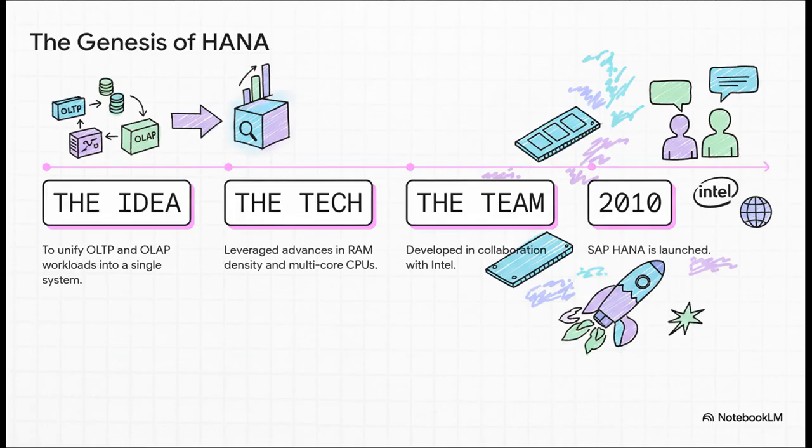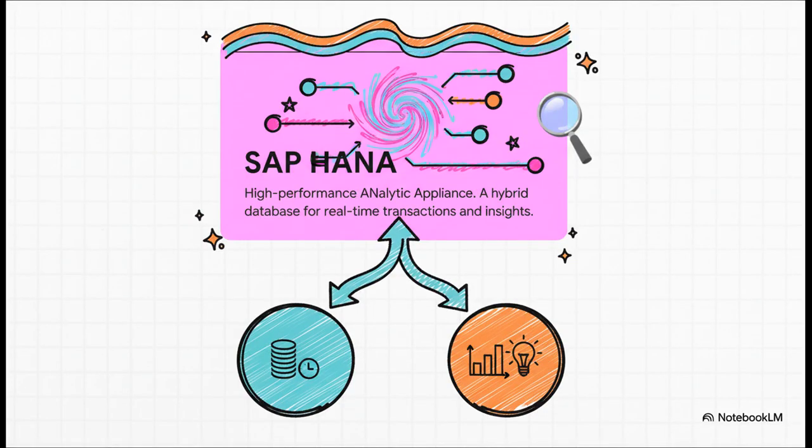Now, this just wasn't possible before, but technology had finally caught up. The huge jumps in RAM density and the raw power of multi-core CPUs all came together to create the perfect storm for this project. And the name pretty much says it all: high-performance analytic appliance. At its heart, it's a hybrid database. But what does that actually mean? It means it brilliantly combines two different technologies to do something that people thought was impossible: power both the daily grind and the big-picture insights of a business all at once.